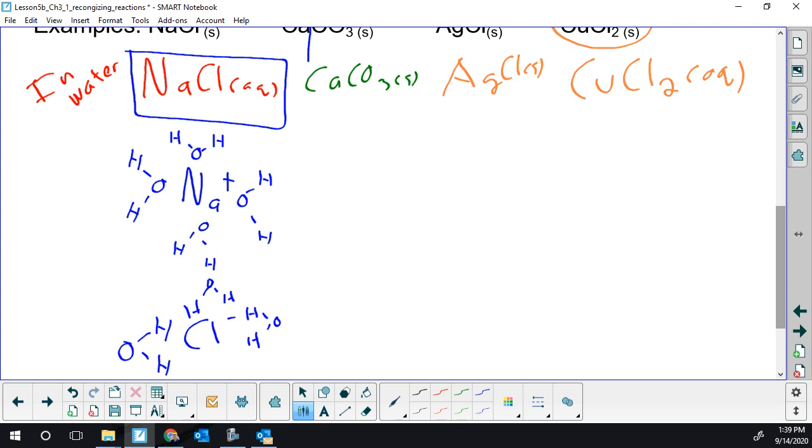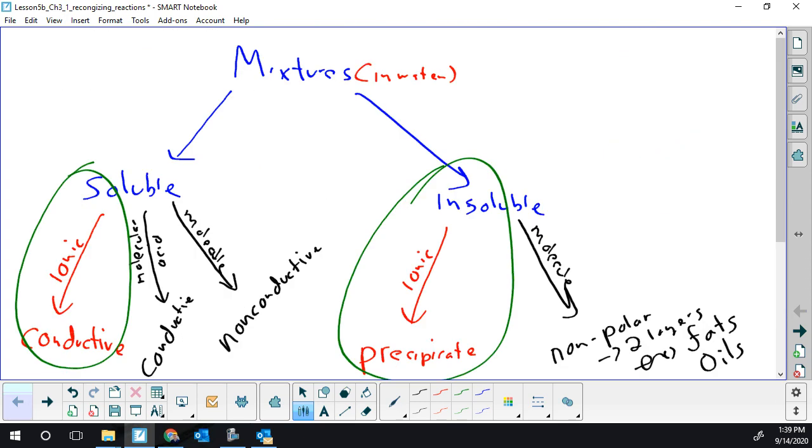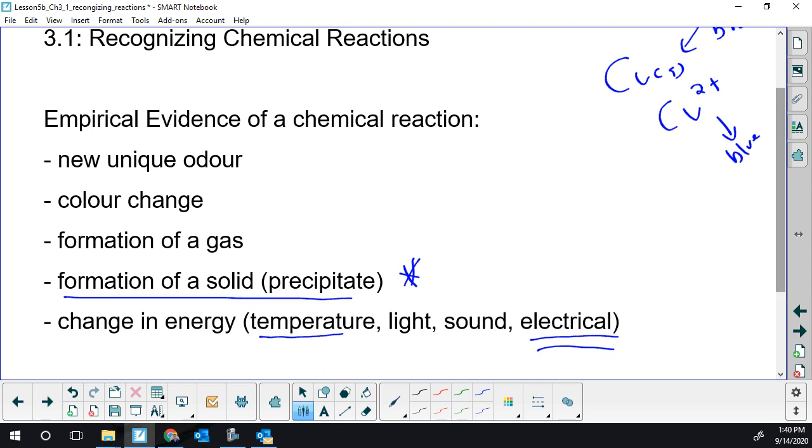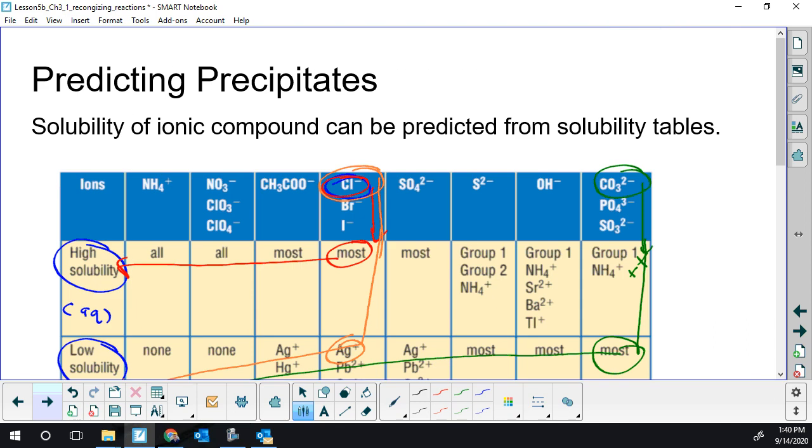Okay. So we've really finished up going through predicting whether something is going to be ionic and conductive because it did break apart, aqueous, or whether we have it insoluble, we have a precipitate, and we're going to write solid. So we've completed most of our recognizing chemical reactions lesson. We can now predict when something is going to form a solid and be a precipitate if it's ionic. Last, I just want to address energy changes, and we will be done for this lesson.